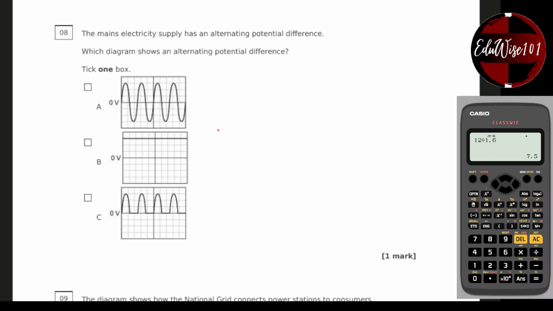Question number 8. The mains electricity supply has an alternating potential difference. Which diagram shows an alternating potential difference? If it's alternating or AC current, it has to go from the positive to the negative. As you can see, B and C are both on the positive side, so the alternating is A.